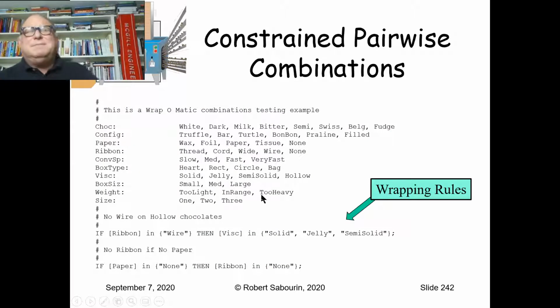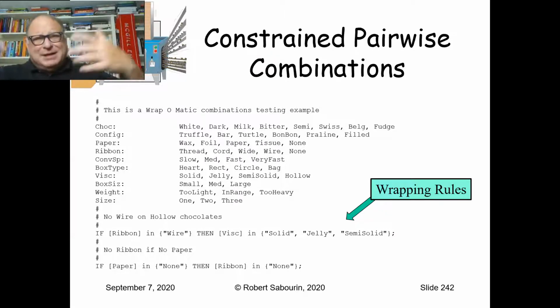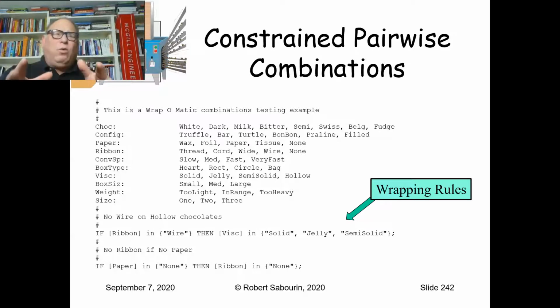Now, it's possible that you have a little more complex of a problem. We call these constrained problems. Remember the wrapping rules. When I talked about decision tables, I said we had wrapping rules around the Wrap-O-Matic, and we weren't allowed to put wire on hollow chocolates because we'd crush them. And we weren't allowed to put ribbons directly on chocolates without paper in between. Well, tools like PICT allow you to define your test combinations problem with constraints. So this is an example of a pairwise complete testing problem described with constraints.